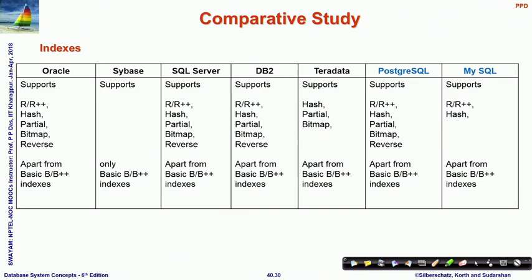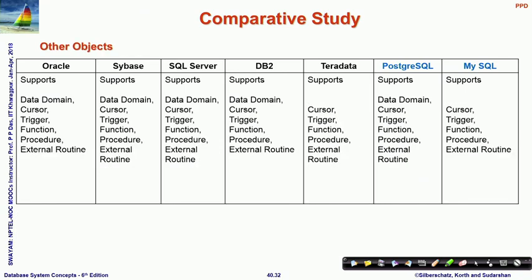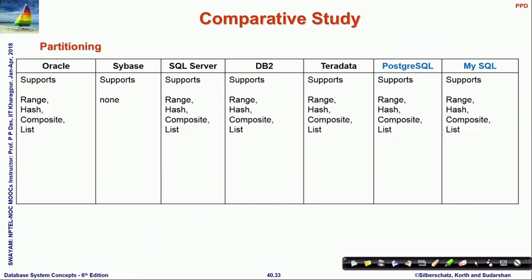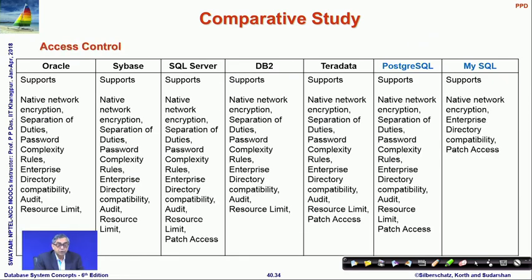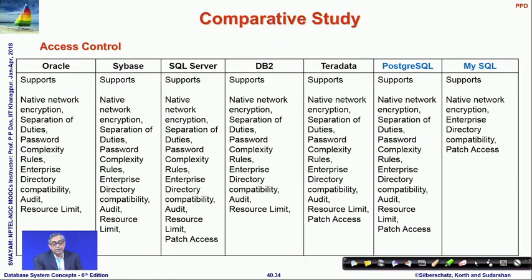The index mechanisms are discussed here, the capabilities of the database, what it can do overall, other kinds of objects that it supports, the different partitioning mechanisms, the access control, which is critical for ensuring good security and good management of that database, are given here. So, these are the different features across which they compare. These are the parameters, this is how they compare.